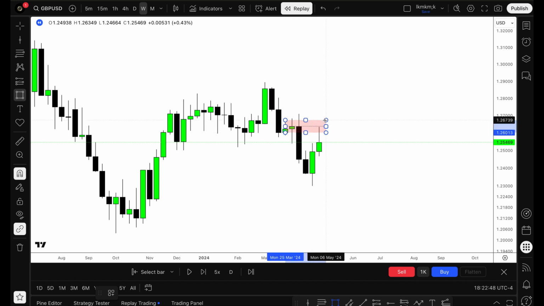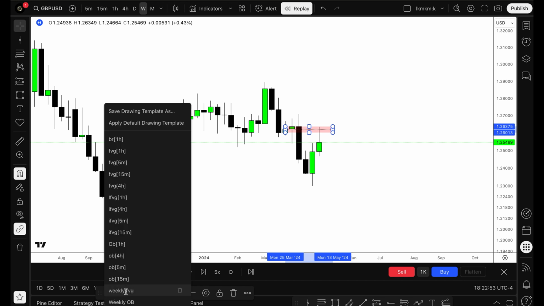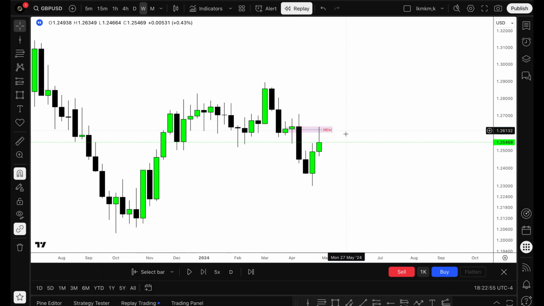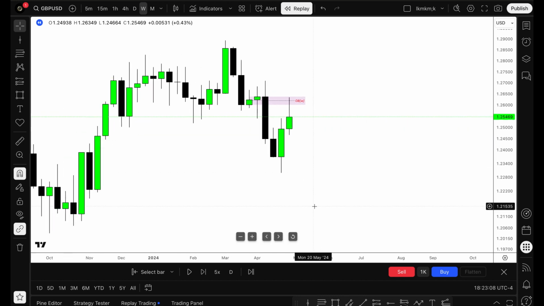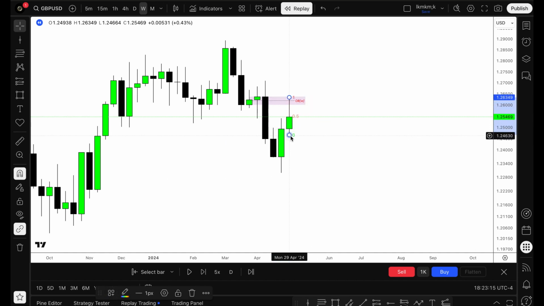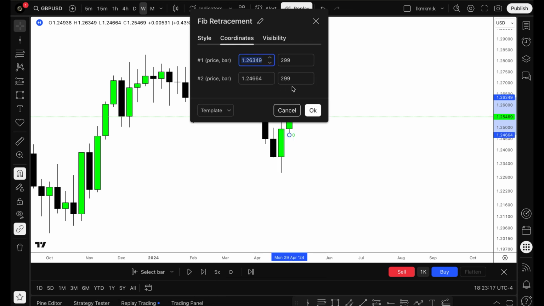So I'll draw my weekly order block there. So we have the previous week's candle move up into that weekly order block, and then we had a strong wick rejection to the downside. So what I like to do is I'll get my Fibonacci retracement tool, and what I'll do is I'll draw the range to see where the candle closure was.